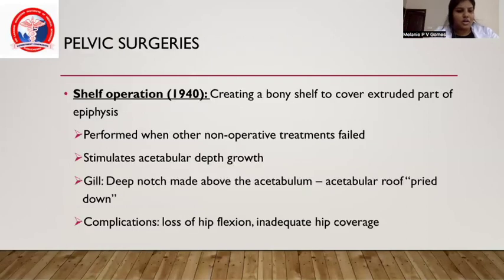Pelvic surgeries. The following are some options of pelvic surgeries. One is the shelf operation, which was first introduced in 1940.